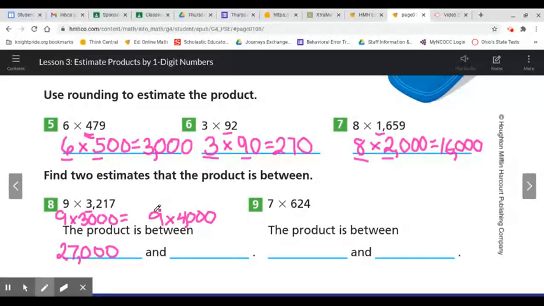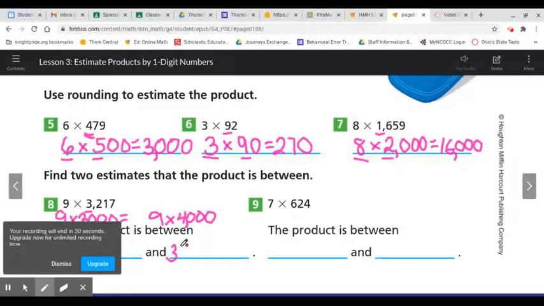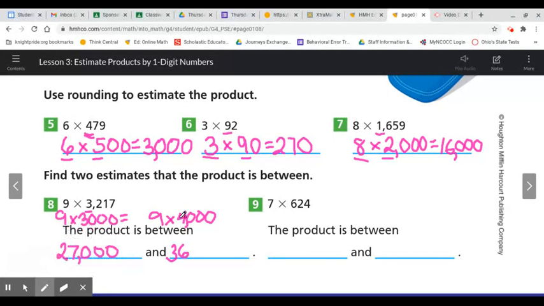Then for the second one, 9 times 4 is 36. There are 3 zeros in 4,000. So I'll put my 3 zeros there.